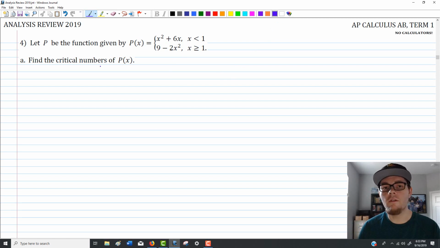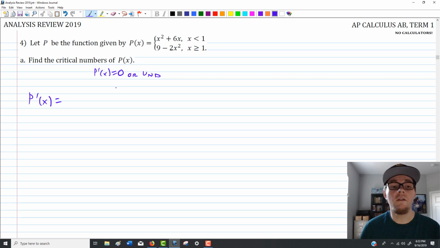So first and foremost here, the first thing we have to look at are the critical numbers of p of x. So a good place to begin, of course, anytime we look for critical numbers, is to think about when does p prime of x equal 0, or where is it undefined. So to start things off, I'm going to compute p prime of x, and then we'll have to do a little investigation to find some of the other stuff. So with piecewise functions, we just differentiate each part. That'll give us 2x plus 6 up there.